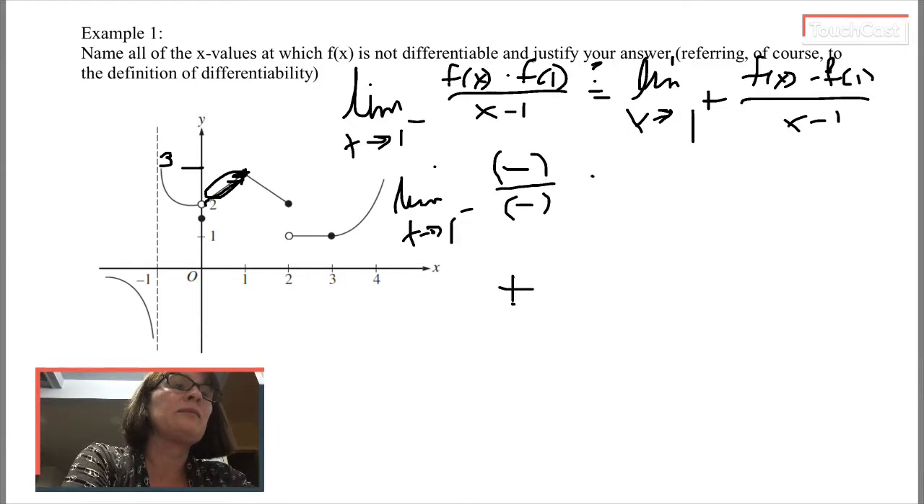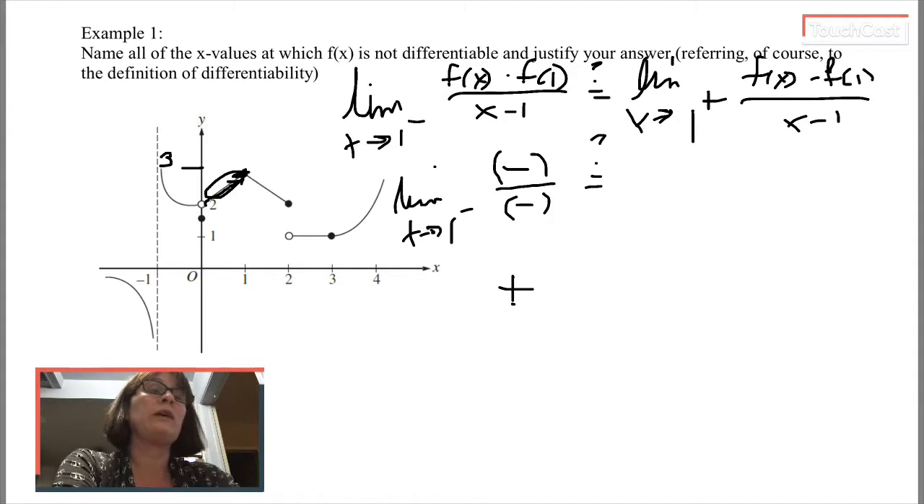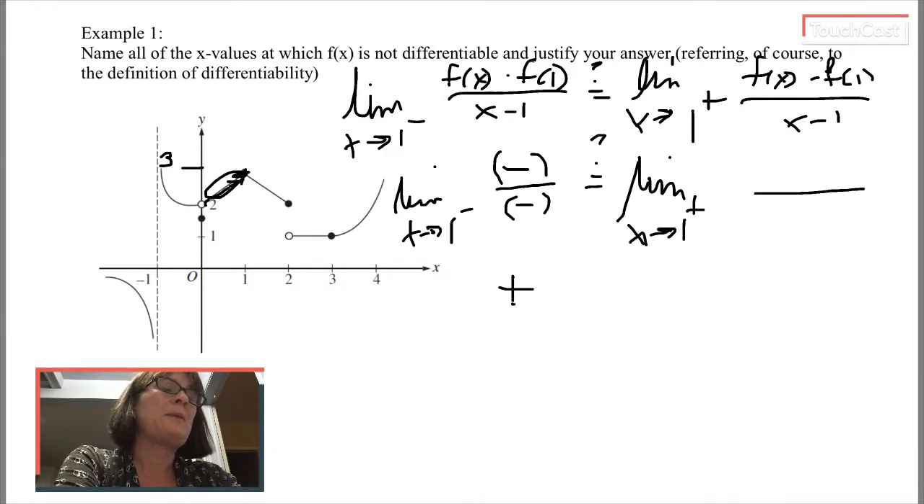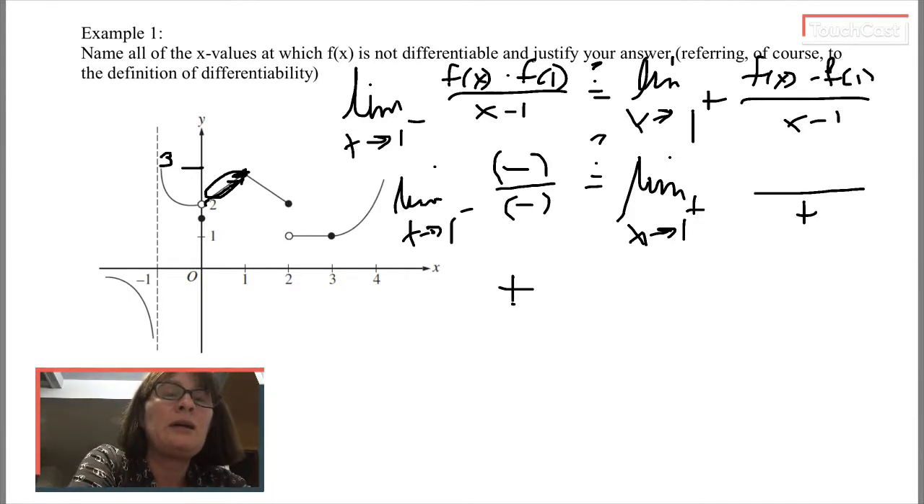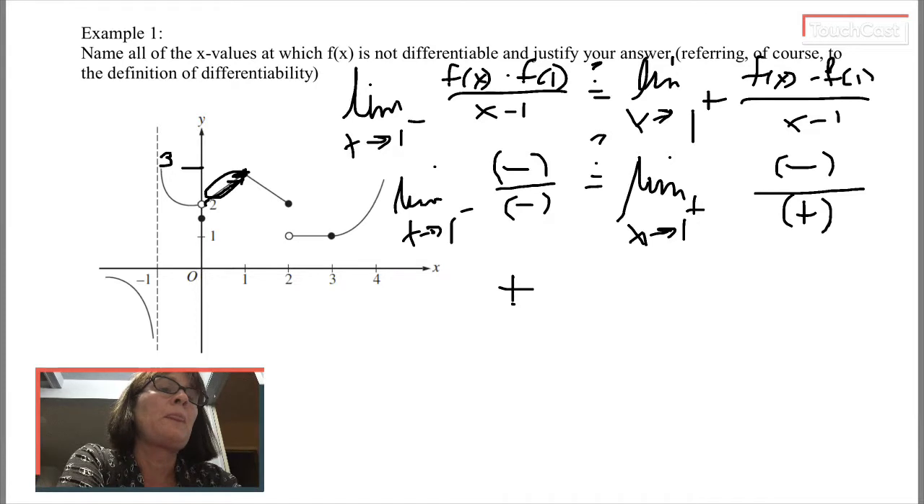From the right, my x's are bigger than 1, so in my denominator, this is going to be the limit as x goes to 1 from the right. My denominator is going to be a number bigger than 1, take away 1, which is positive. And my y values are all less than 3, and I'm going to be subtracting f of x minus 3. So smaller than 3 minus 3, this is going to be negative. So that limit is going to be negative.